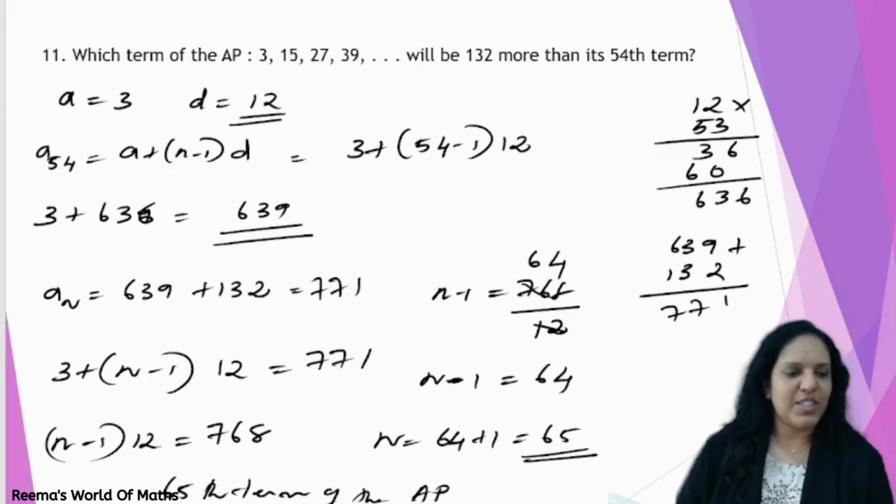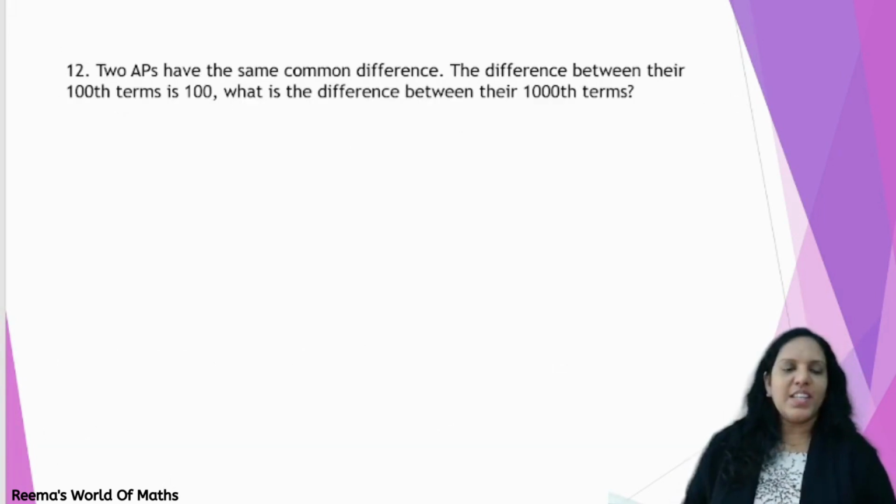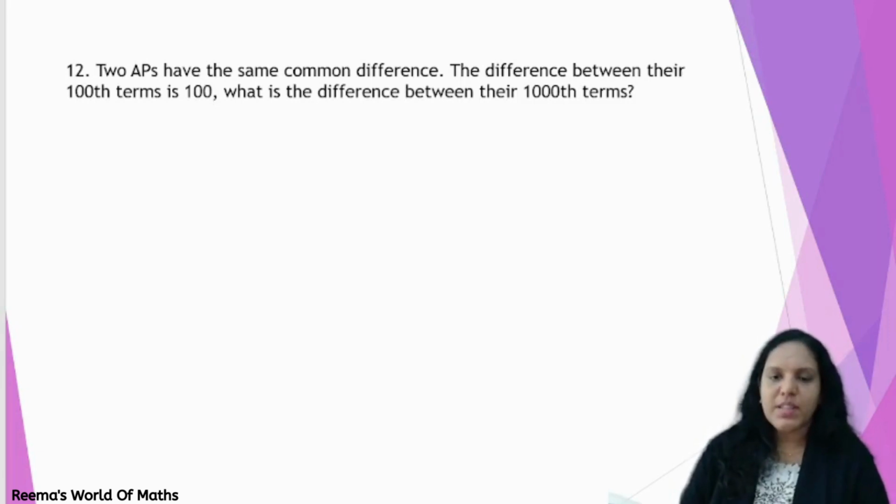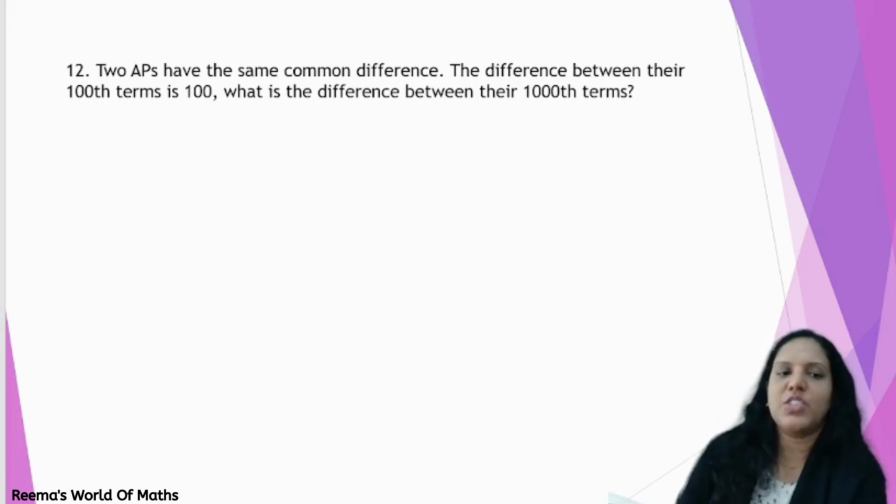Let's see the next question. So next question, question number 12. Two APs have the same common difference. The difference between their 100th term is 100. What is the difference between their 1000th term?